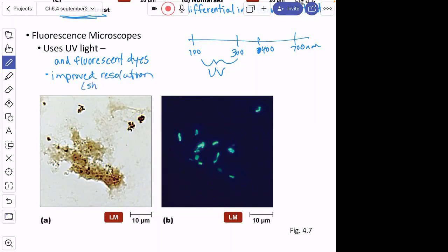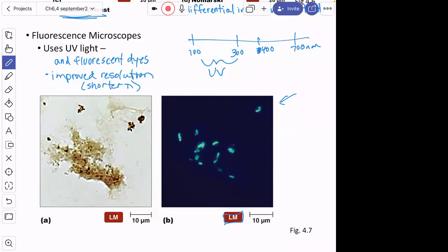Okay, so shorter wavelength. Okay, still light microscopy, LM. But here's an example of how a really important application of using a fluorescent microscope.